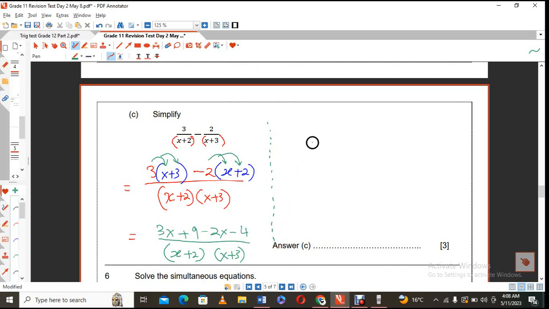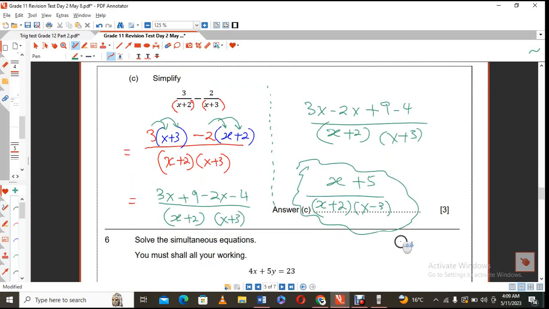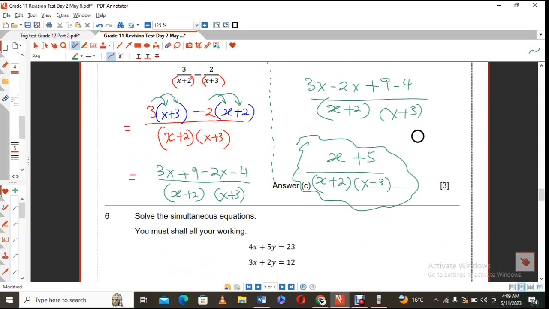When you simplify the stuff on top, you have got a 3x minus 2x, then you have got 9 minus 4. Eventually, this will lead to the answer of x plus 5 over the same denominator. And that is all that you need to do in that question. Again, as I said, absolutely no need to multiply out the denominator.